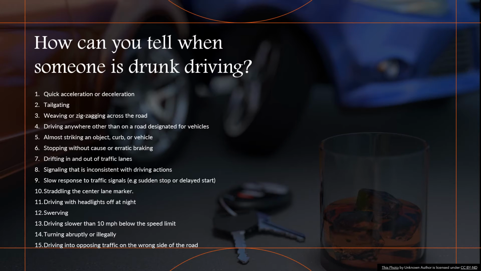They're not in the correct lane. They don't know where they needed to go. They're driving with the headlights off, especially at night. They're swerving, driving more than 10 miles per hour below the speed limit, or they could be speeding more than the speed limit as well. They turn abruptly or illegally. They are driving into opposing traffic on the wrong side of the road.